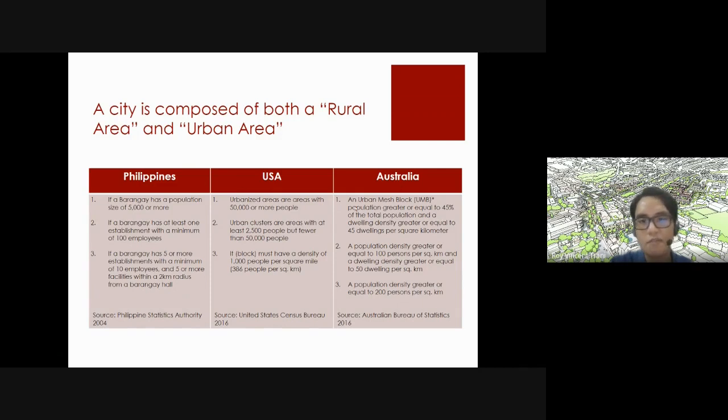Australia and the USA have similar definitions. I'll just let you read that and watch it during the video replay. But it still has something to do with the number of people living in a limited area, in a confined area. Not really confined, but a defined space.